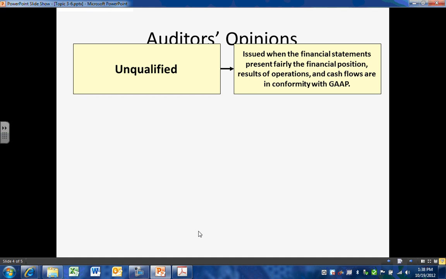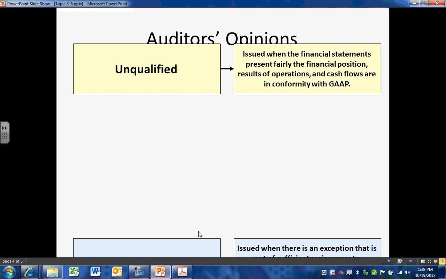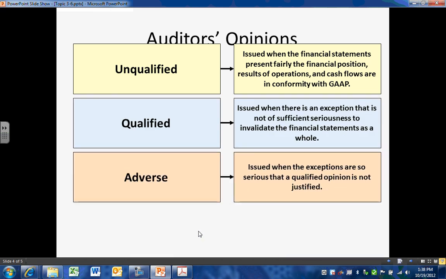There are other types of audit reports that could be issued. These are very rare, and you'll take a look at these later on in auditing, which is pretty much your capstone accounting course.